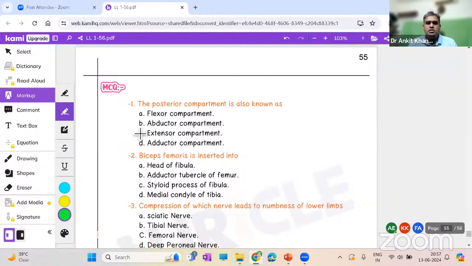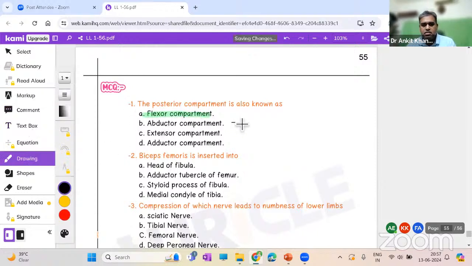Now let us look at the MCQs. Posterior compartment is also known as the flexor compartment, right? Simple as that. That is the flexor compartment. Abductor, if you know abductor, you have the medius and minimus. Extensor is anterior compartment, and adductor is medial compartment.